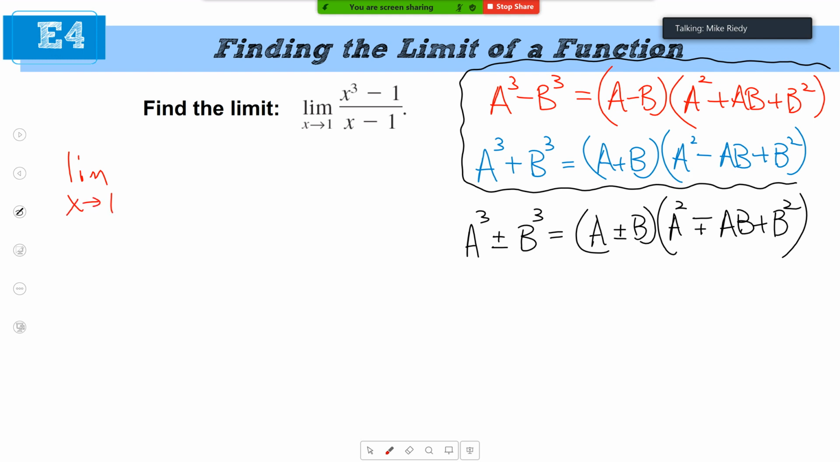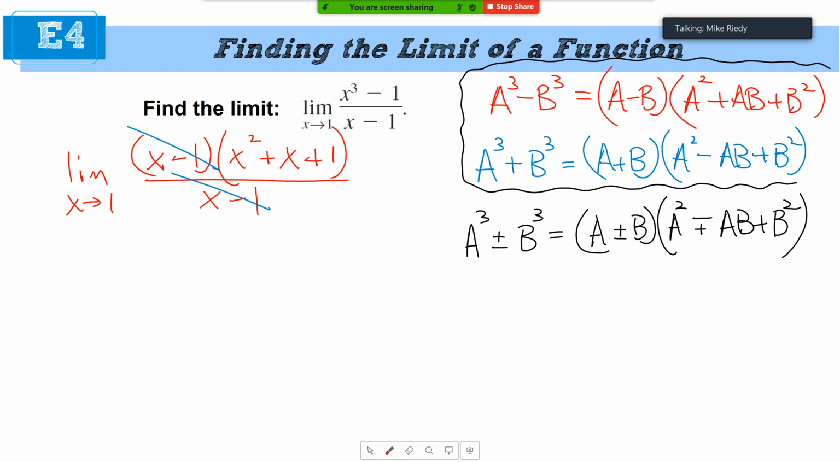Now, here's something you're not going to like. Every time you're solving a limit problem, you need to write that pesky lim x arrow 1 until you get your final answer. X minus 1 times the quantity x squared plus x plus 1, all over x minus 1. Woohoo! Now, that guy in parentheses, get rid of this. This thing left in parentheses never factors. So don't try. It's a waste of time.